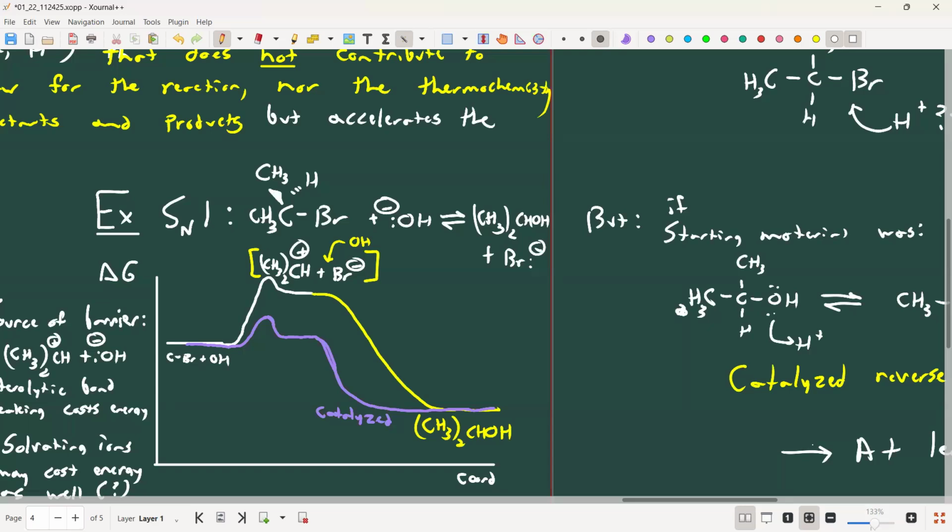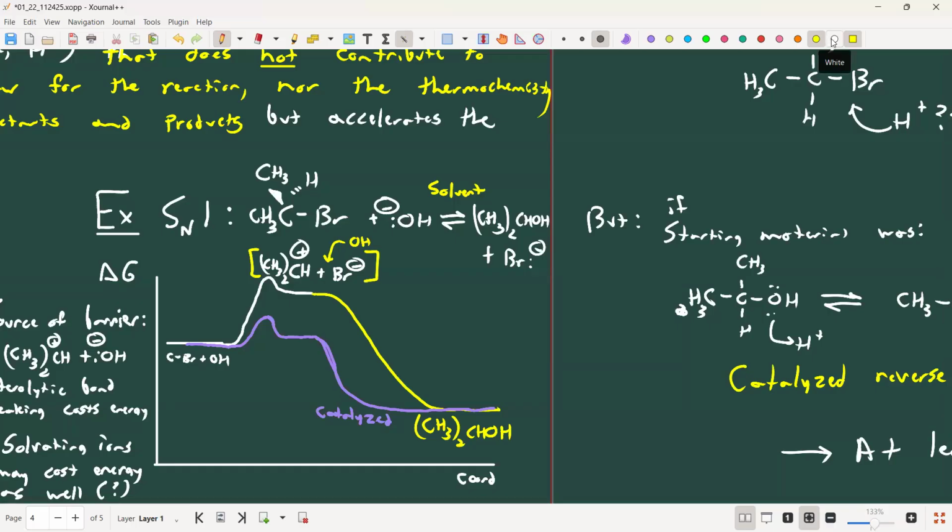Remember, this is not done neatly. This is done in a solvent. We have water in here, for instance. So there's a solvent choice in here. What we would want to choose is a solvent that promotes the formation of pluses and minuses. We would need a protic polar solvent. All we have to do is pick a solvent where pluses and minuses are more favorable to hang out, more stabilized.